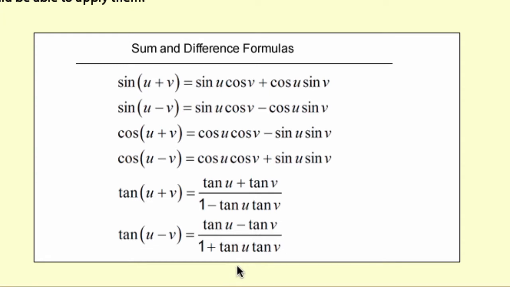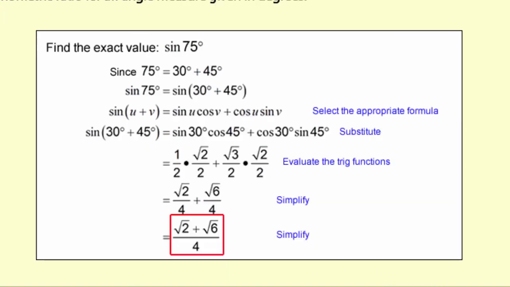So what are these used for? They're used to find exact values of angles that aren't reference angles. So for example, you can find the exact value of sine of 75 degrees because it is the sum of two reference angles, 30 degrees and 45 degrees. So you apply the appropriate formula right here, and then you can see what happens.